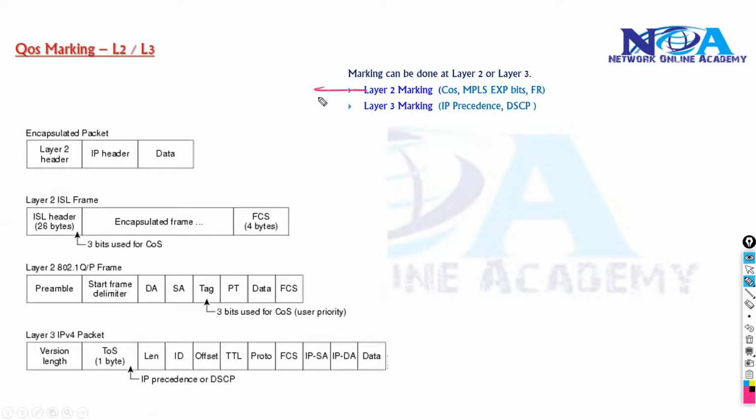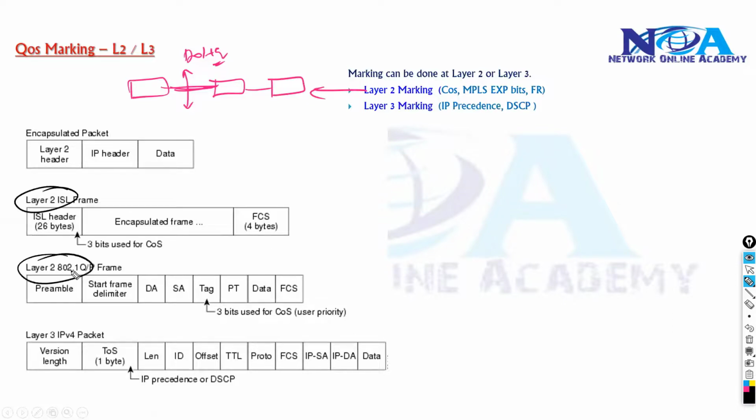Layer 2 marking is something we do as the packet moves in your layer 2 network. Generally the .1q links, the trunk links, carry some additional information. If you remember some basic switching concepts, you will have ISL and .1q frames. ISL is no more used. So inside this .1q frame, as it moves from switch to switch, there's a specific field reserved for marking. There are 3 bits reserved for marking, and these bits carry your marking value. We'll see a little more detail later on.